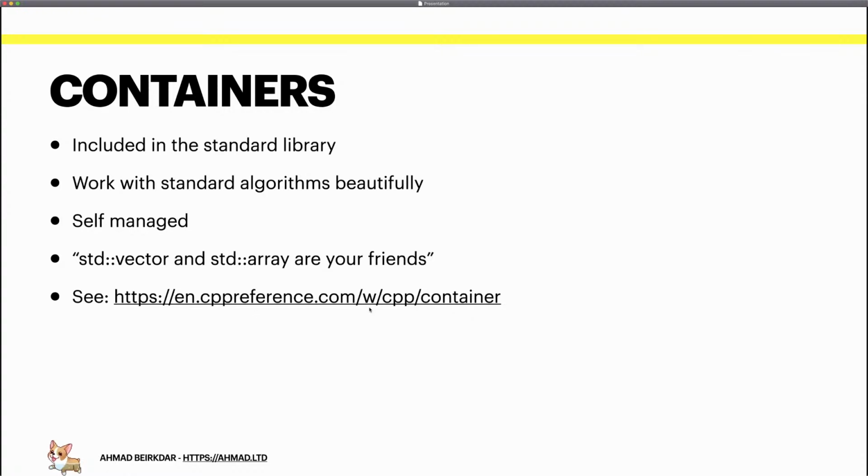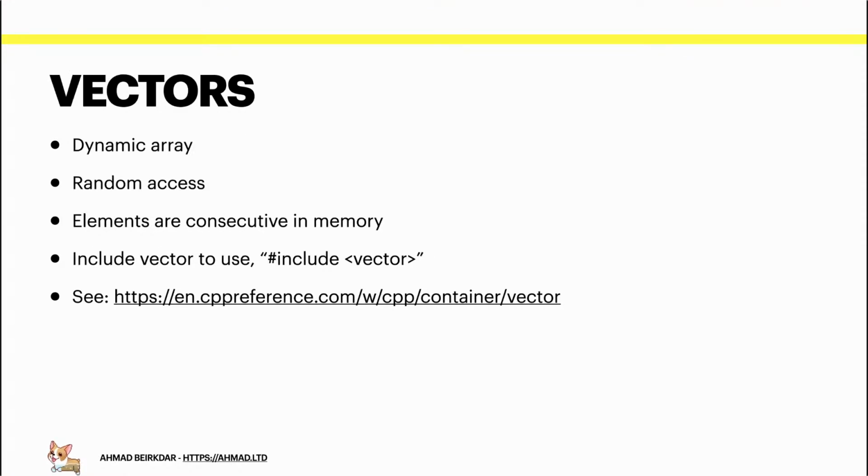So check out this link, cppreference, right here. It's going to tell you about all the containers included. We're just going to be discussing 2 containers, and they're the most used containers. So we're going to be discussing vectors. Vectors are a dynamic array, like lists in Python, array lists in Java, and I guess, yeah. I'm trying to remember any other languages, but anyways. So they're random access. That means that they're not implemented as a linked list.